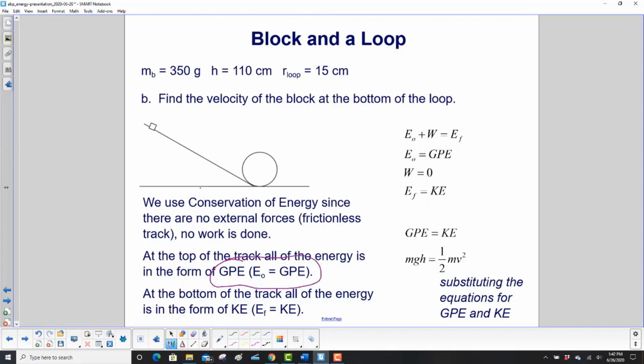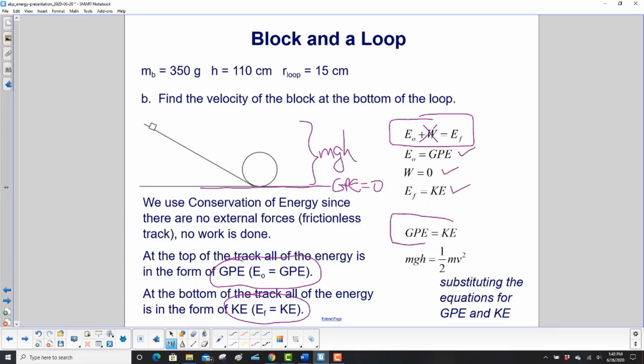At the bottom of the track, we've arbitrarily set GPE equal to 0. And the GPE above will be, of course, mgh, where h is the height above that point. So all the energy at the bottom is kinetic energy. So here's our work-energy equation: E0 plus work is final energy. We're leading up to the conservation of energy. Work we've just said is 0. There's no external forces doing work. So the initial energy is GPE, work is 0, E final is KE.